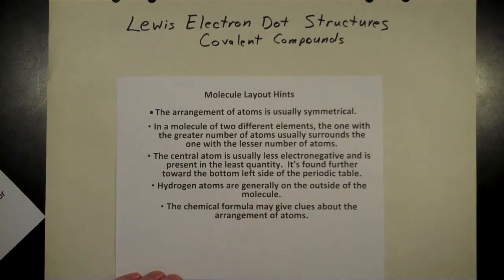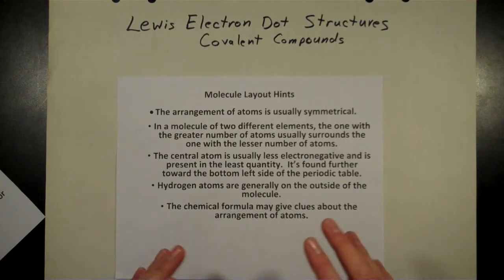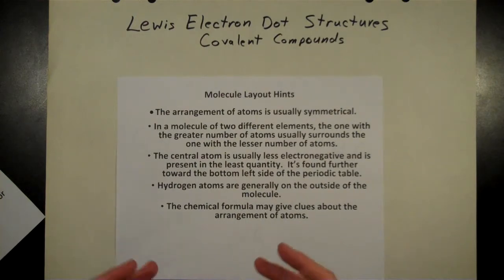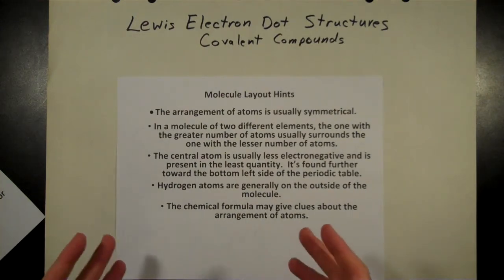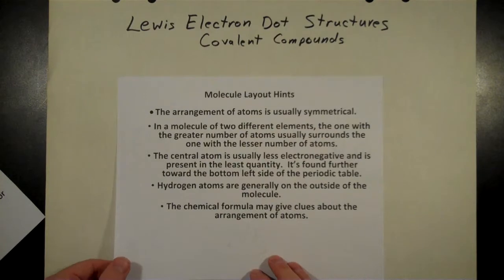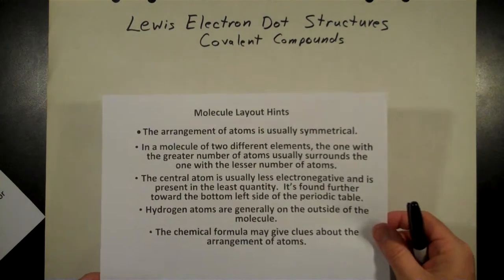Hydrogen will never be the central atom. Hydrogen's always going to be on the outside of a molecule. So even if it's listed first in the formula, a lot of times the central atom might be listed first, but if hydrogen's listed first, it's never the central atom. And then sometimes the chemical formula can give you some clues about the arrangement of atoms as well. We'll look at some examples in the next video on that.